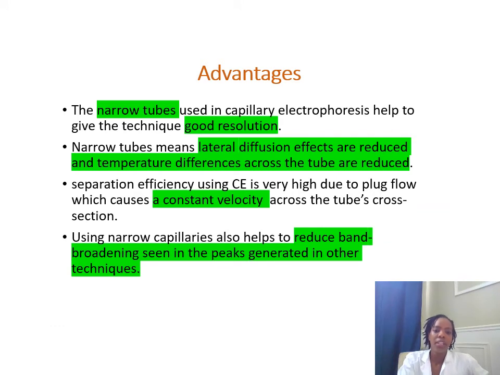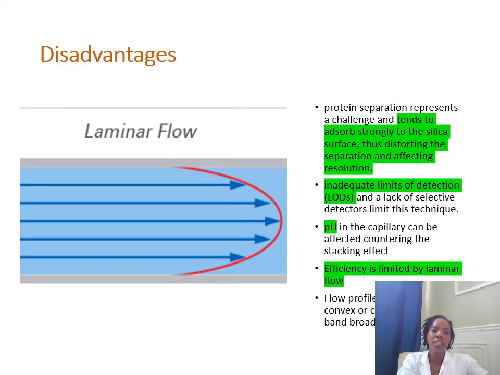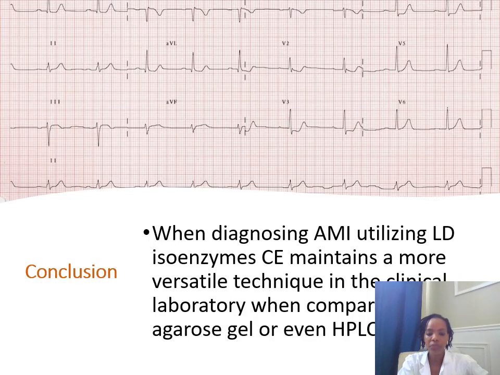Advantages. The narrow tubes give capillary electrophoresis good resolution, excellent lateral flow, and a constant velocity, and reduce band broadening seen in peaks generated in other techniques. Disadvantages. Proteins tend to absorb strongly to the silica surface, thus distorting the separation and affecting resolution. Inadequate LODs. pH in the capillary can be affected during stacking, and efficiency is limited by lamellar flow.